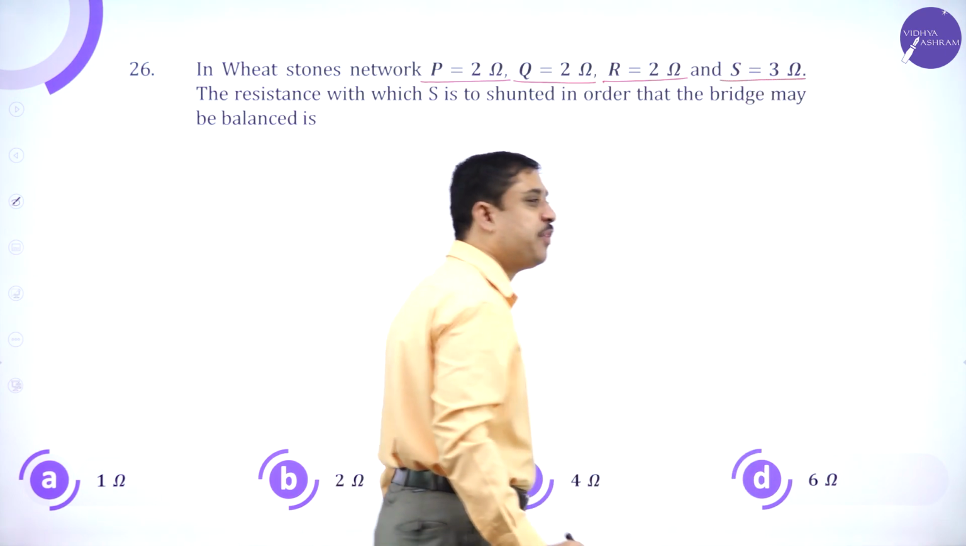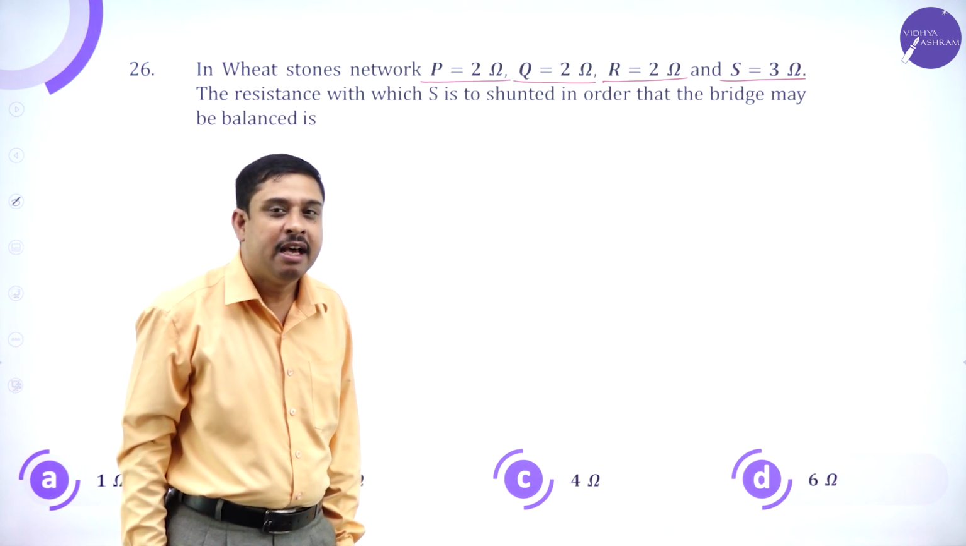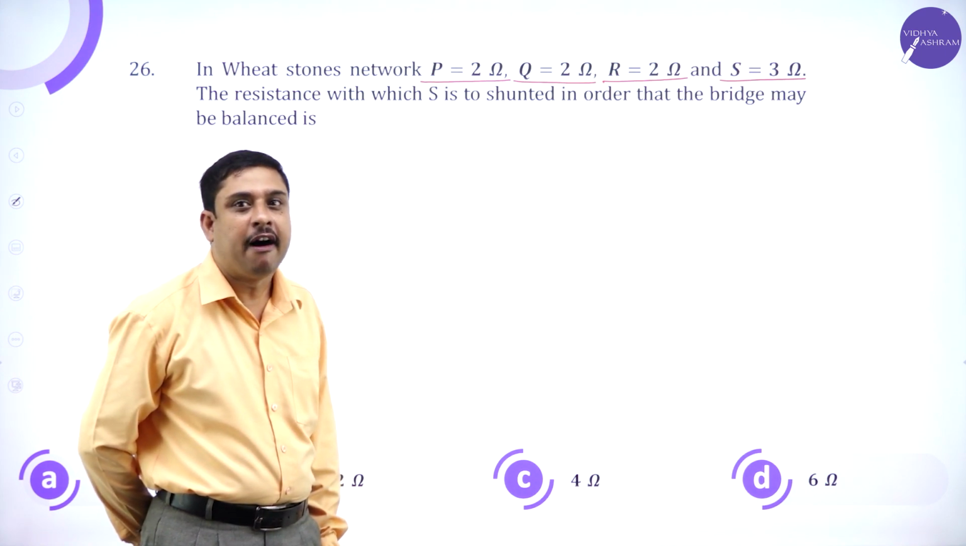S is 3 ohms. Wheatstone's network, remember, there are 4 resistances, PQRS.